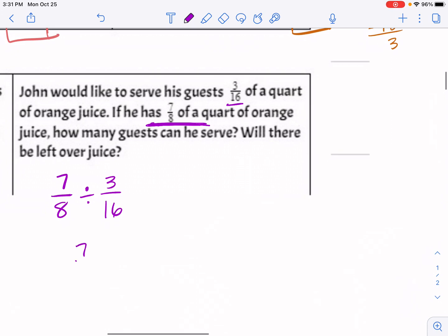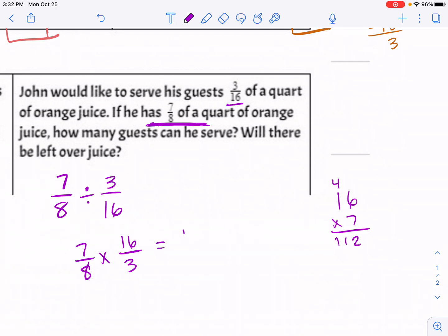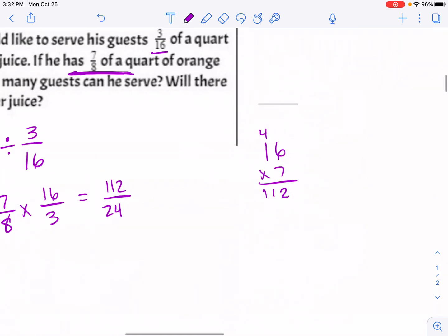So I'm going to keep the first number, change to multiplication, and then flip the other one. All right, now I'm just going to multiply straight across. So let's do 16 times 7. All right, so we have, big number, 112 on the top, and then 24 on the bottom. Goodness. All right, so I want to see how many times 24 can go into 112.